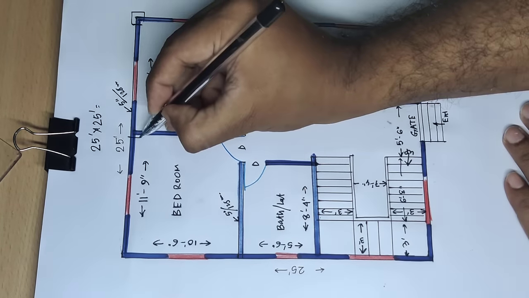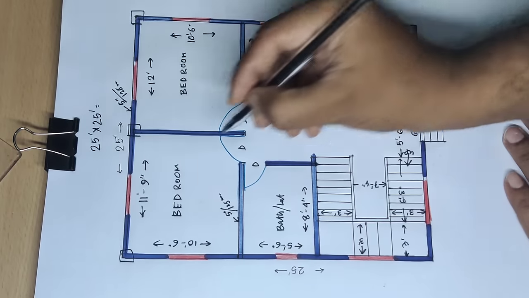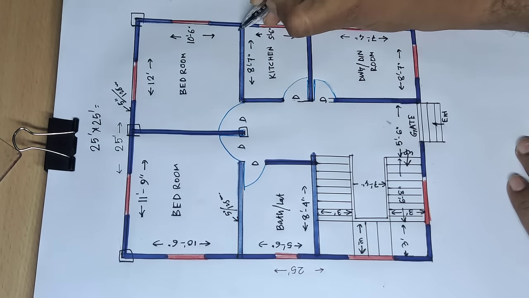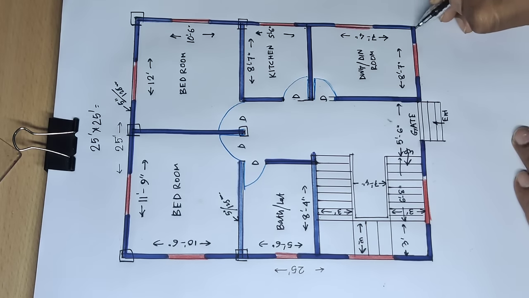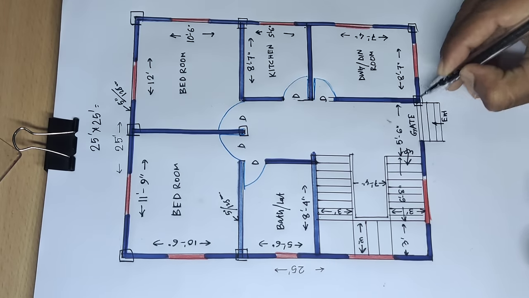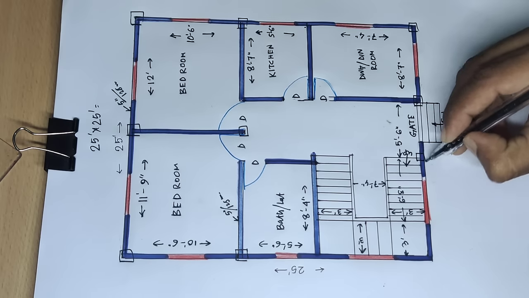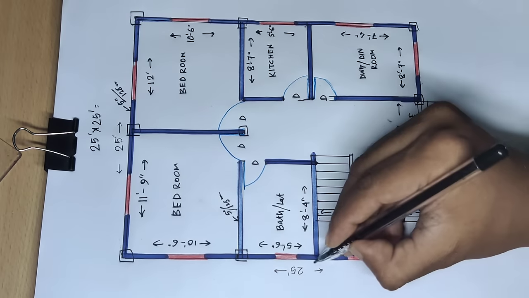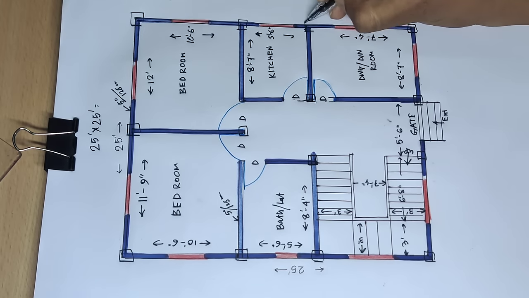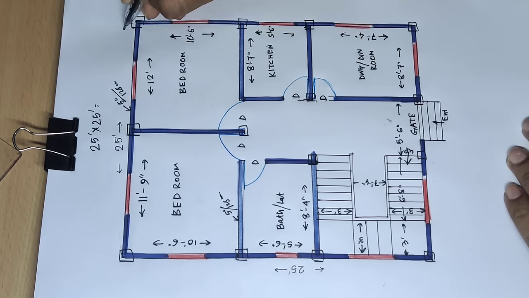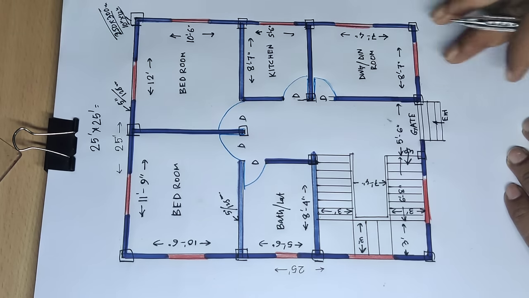125 mm. This is column. Okay. This is column. And this is column. This column, 10 inch into 12 inch, 250 into 300 mm. Okay.